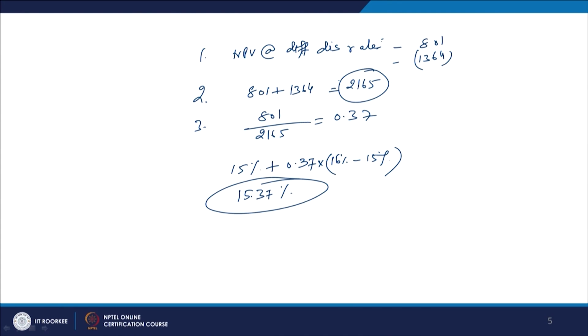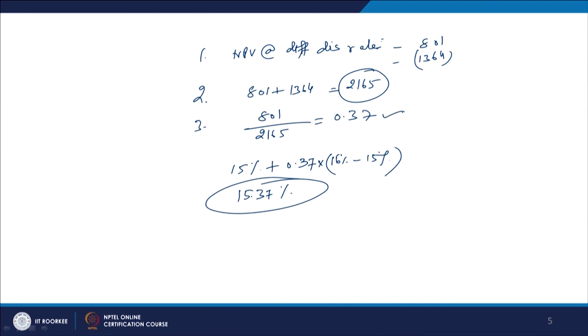At step 3 you calculate the ratio between the two NPVs. The numerator is the NPV at the smaller rate of interest, and the denominator is the sum of the two, that is, the NPV at the smaller discount rate and the NPV at the higher discount rate. So, step number 3 is to calculate the ratio between the NPV at the smaller discount rate and the sum of the two NPVs. After this you place all these values in the formula. So, what will be there?